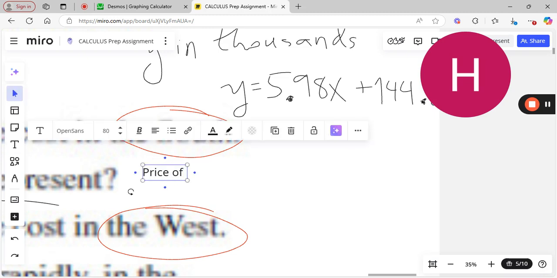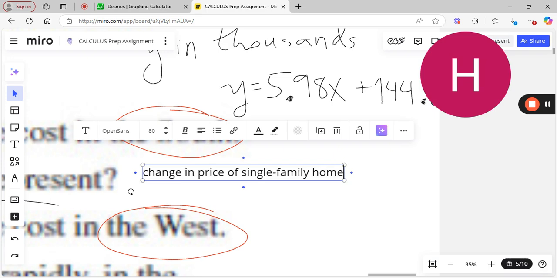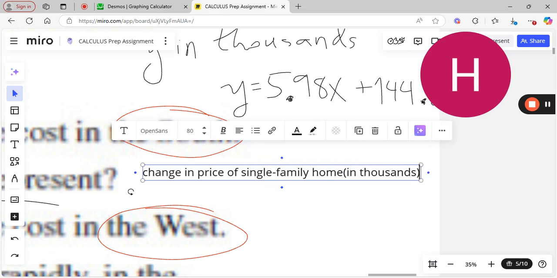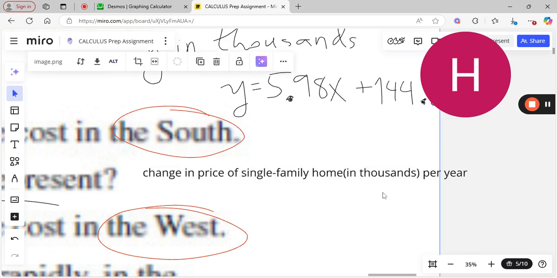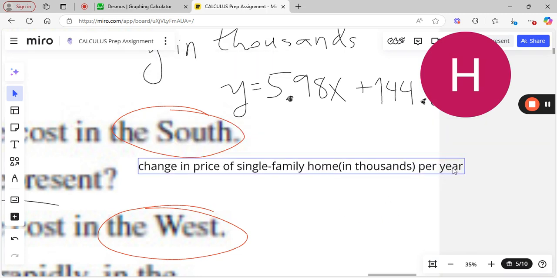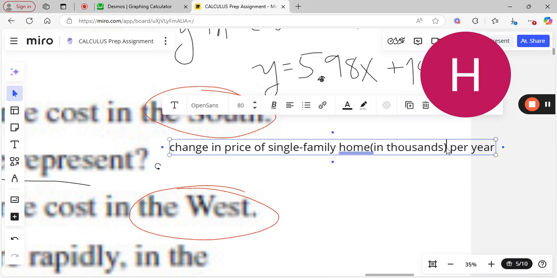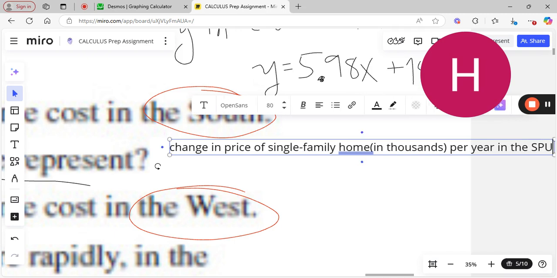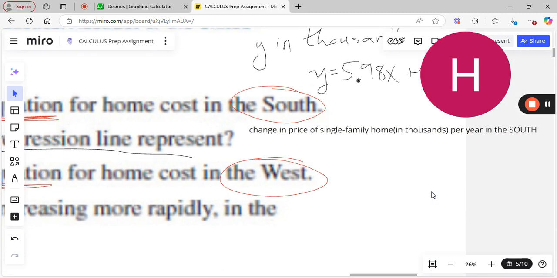Price of change. Price of single-family home in thousands per year, because the change in the x is a change in years. Oh, I should say in the South, because we were just using data from prices of homes in the South.